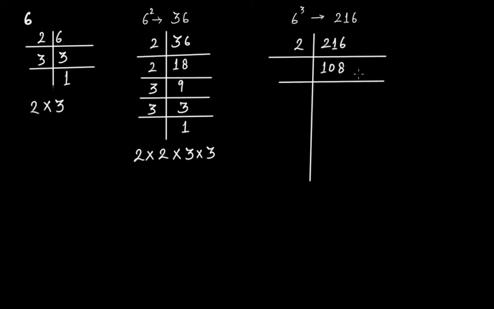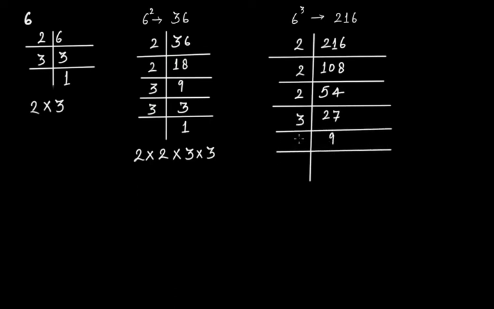216 divided by 2 is 108, then 54, then 27, then 9, then 3, then 1. So the prime factorization of 216 is 2 multiplied by 2 multiplied by 2 multiplied by 3 multiplied by 3 multiplied by 3.